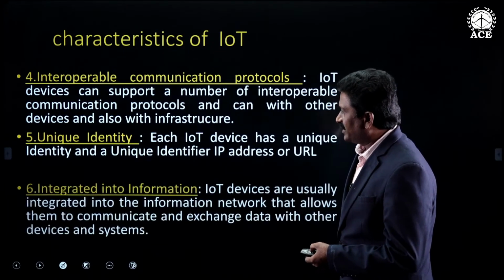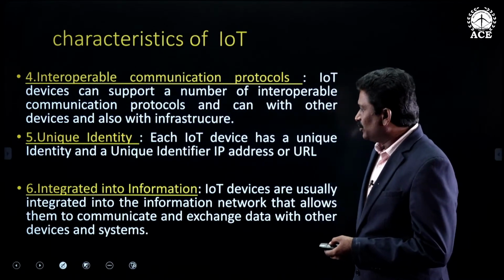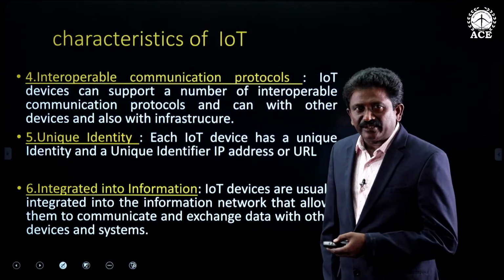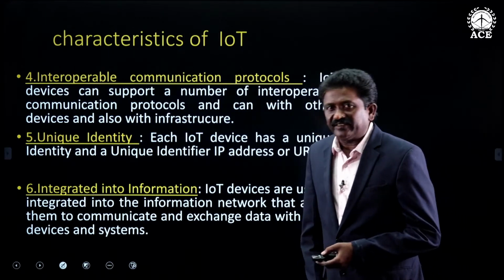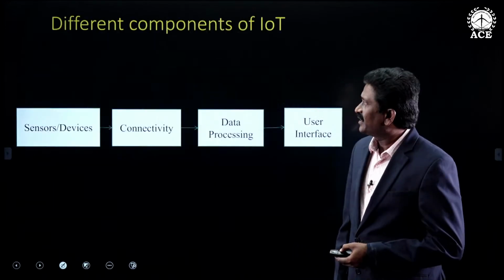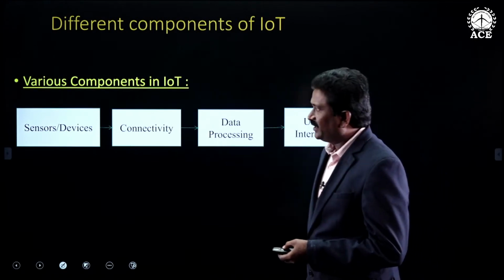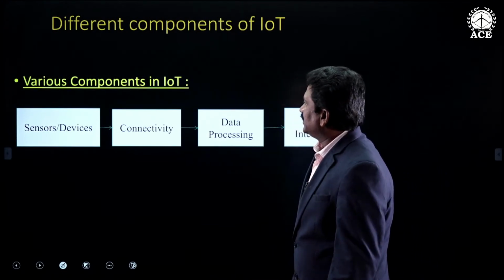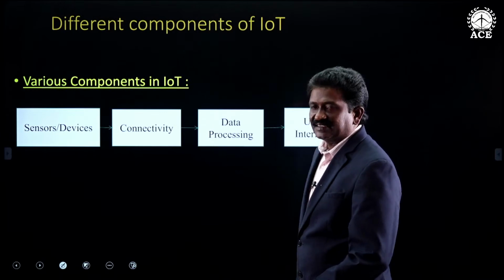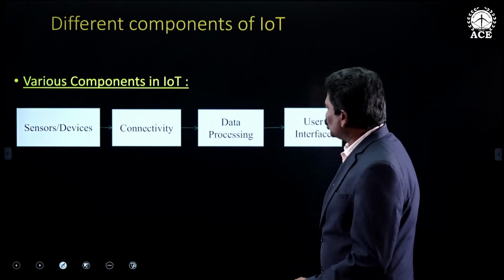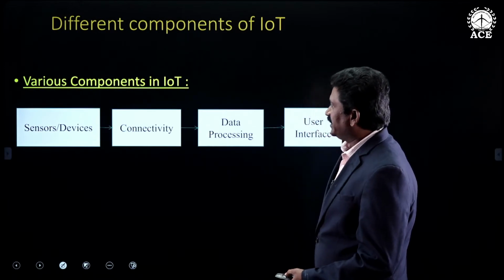Next one, integrated to information. With the help of IoT devices, we are able to communicate and send information over a network that allows them to communicate and exchange data with other devices and systems. There is a chance to be asked what the components involved in IoT are. This is the basic block diagram of the various components in IoT: sensors, devices, connectivity, data processing, user interfaces. Here 4 blocks are the components of the IoT.